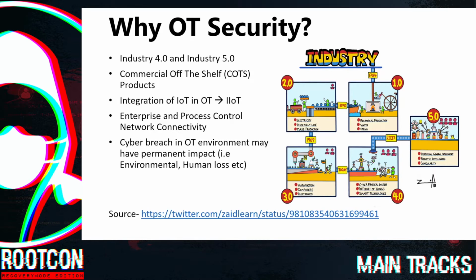Integration of IoT in OT, which we call IIoT. IoT sensors and actuators have direct connectivity to the cloud via fog and edge computing layers, and therefore provide a gateway for an attacker. Enterprise and process control network connectivity: IT-related attacks can easily pivot into the process control network. All the IT attack surface becomes OT attack surface then.